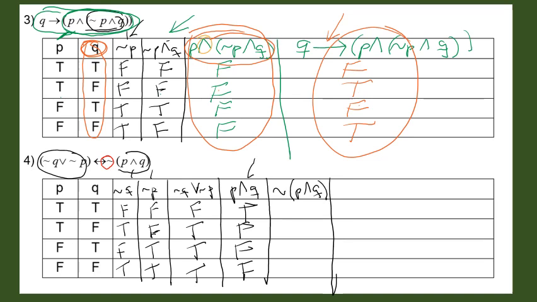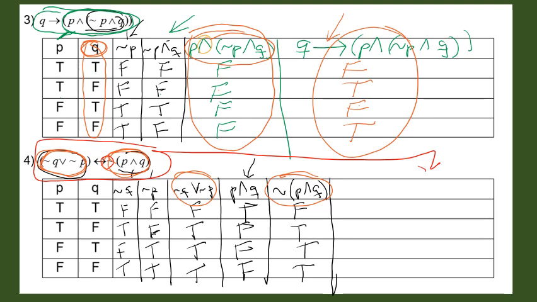Negating this column here, the opposite is true, false, true, true, true. So now we have the left-hand side, which is right here, and the right-hand side, which is right here. So what I'm going to do is simply say, here's where our final answer is going to be. That goes right there. Now, we are joining these together with the if and only if, and if and only if is true when they both are true.